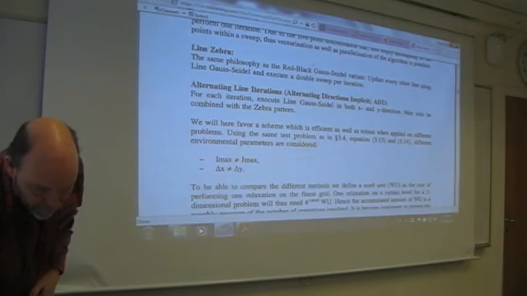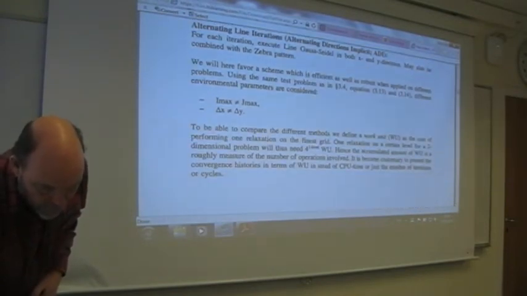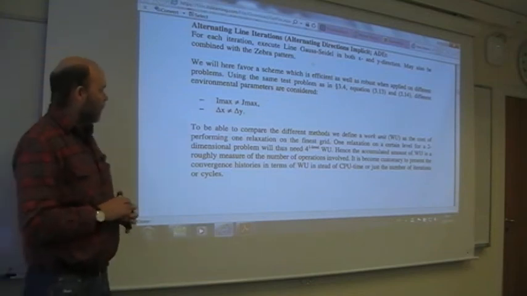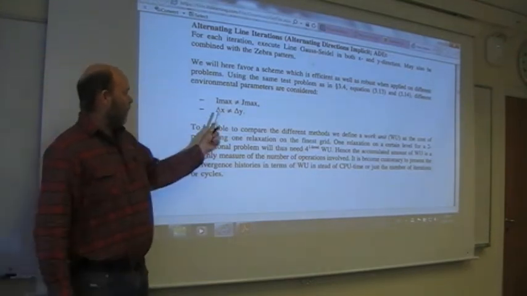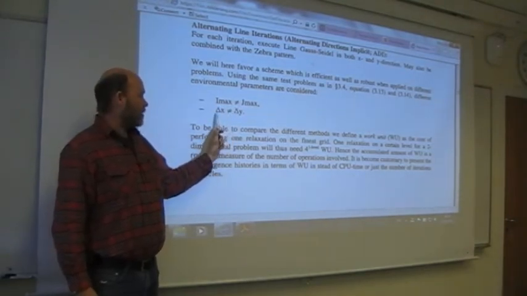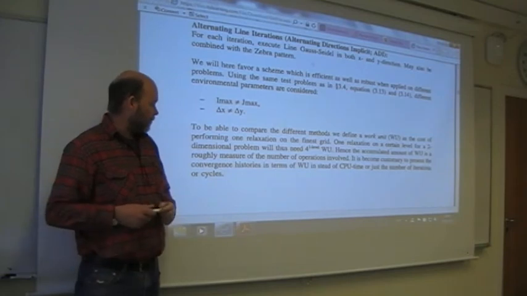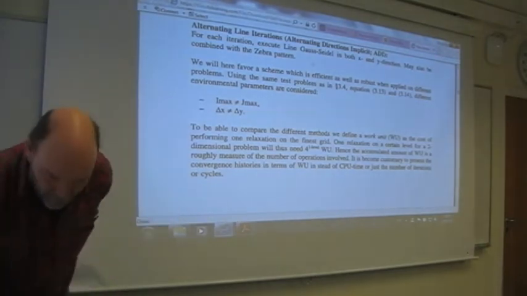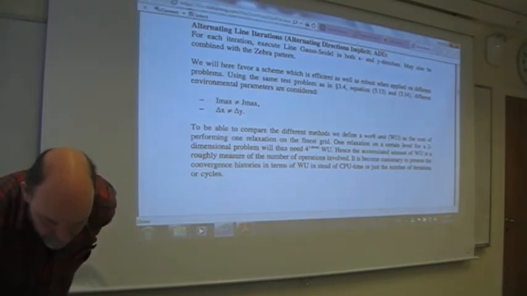For now, to play around with multigrid with different scenarios, I have tried here to play around with different numbers of cells in the x and y direction, and different sizes, delta x different from delta y, and see the effects. So that's sort of the task here.